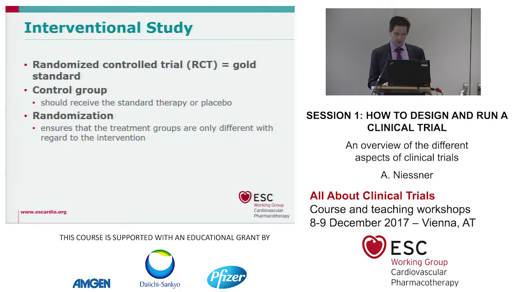You can decide to do an interventional study, where you have the gold standard, the randomized control trial. We will talk a lot about it in this course. We'll also talk about the analysis of randomized control trials. You need a control group, which should receive the standard therapy, or if there's no standard therapy at this time, then you give the patient a placebo. You need to do randomization, so ensure that the treatment groups are only different with regard to the intervention. So just by chance, patients go into one of the at least two groups.